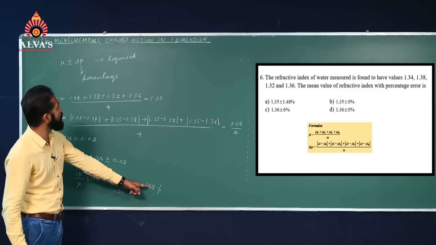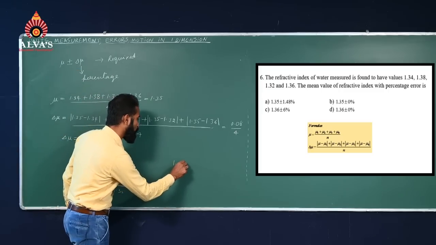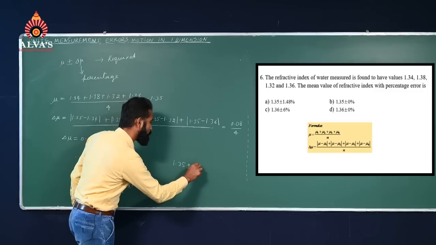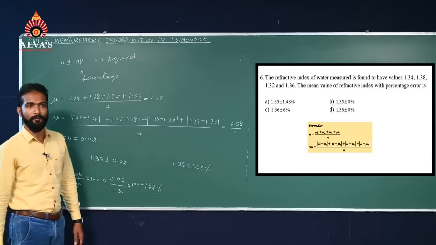Now substitute the error and the mean value in the main formula. We are going to get the answer as 1.35 plus or minus 1.48, that is in percentage. That is option number 1.